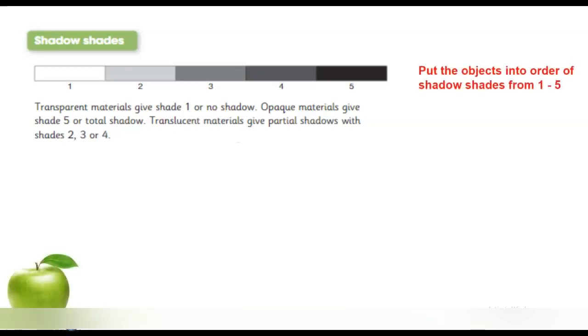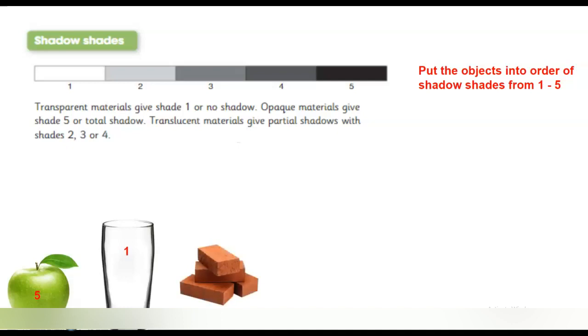So let's have a look at some objects. An apple. On the scale 1, 2, 3, 4, 5, where do you think it would be? I think it would be 5 because it's completely opaque. What about the glass? Is it transparent, opaque or translucent? I'm saying number 1 because it's completely transparent. Chocolate. 5, again, opaque. You cannot see through it. A diamond. That's a translucent material. But you can still see quite a lot of light, so I've said number 2.